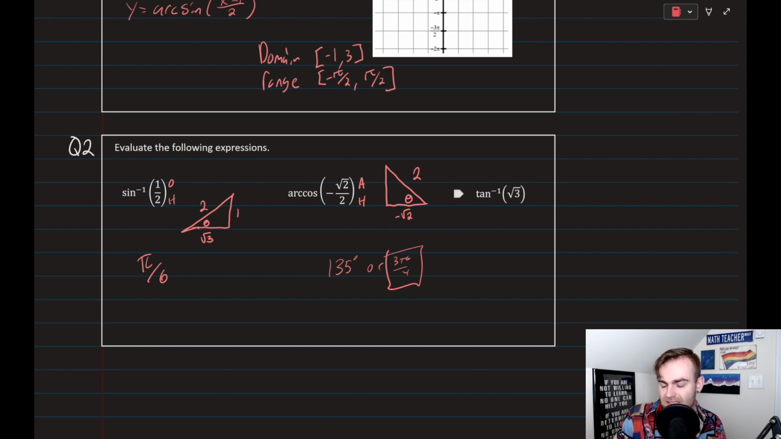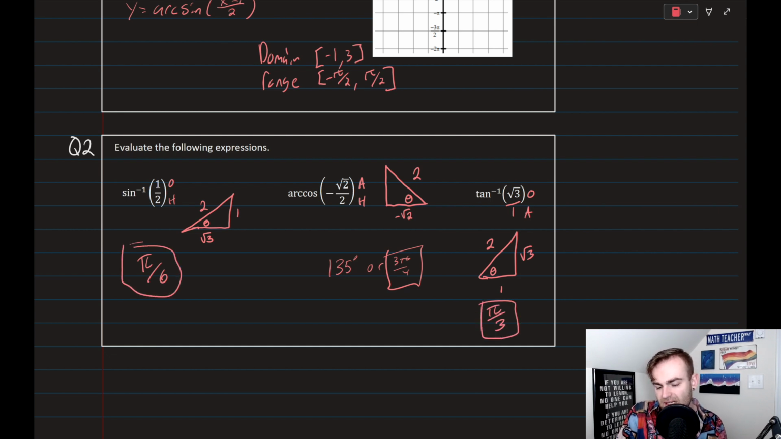And then last but not least is the tangent of root 3. Root 3 is just root 3 over 1, so this gives us the opposite and the adjacent. We're going to draw a triangle. Everything's positive, so we're in quadrant 1. Opposite is root 3, adjacent is 1. That kind of reminds me of a 30, 60, 90 triangle, which means middle side is across the middle angle. This is pi over 3.